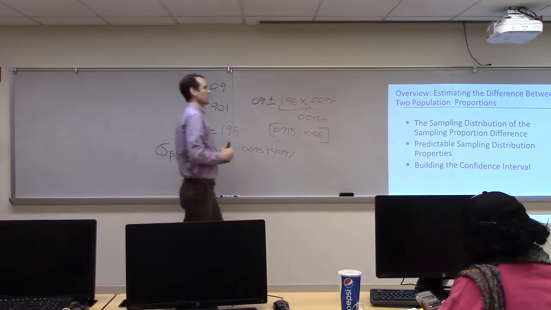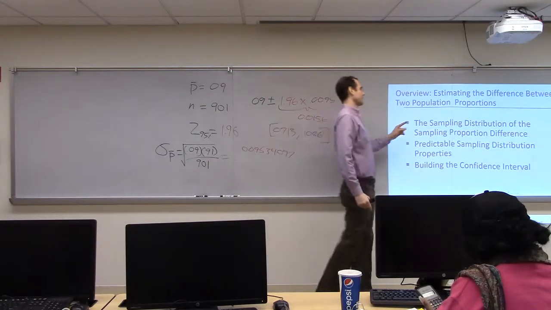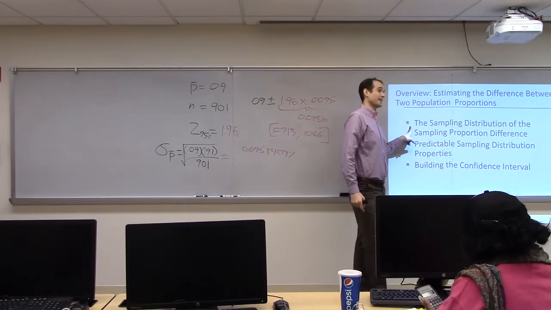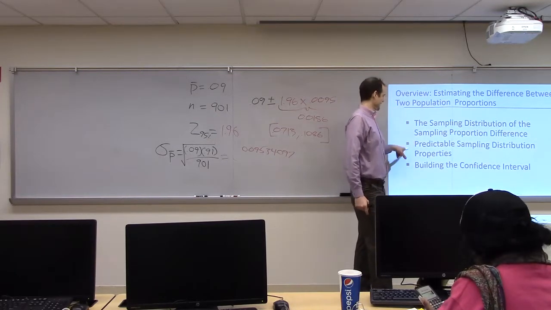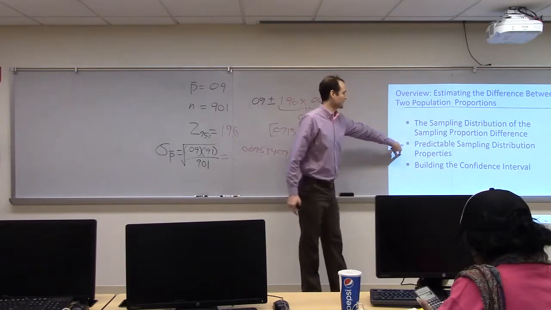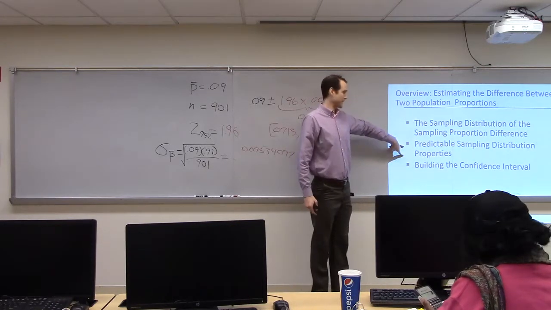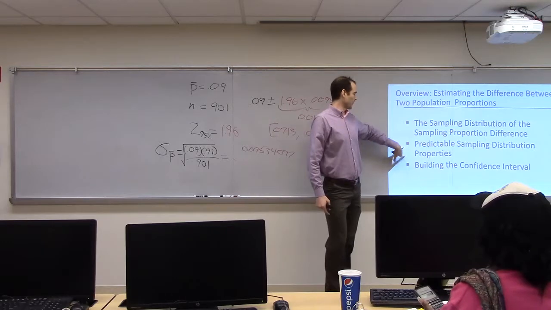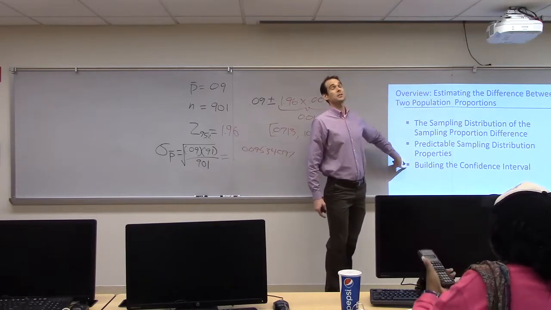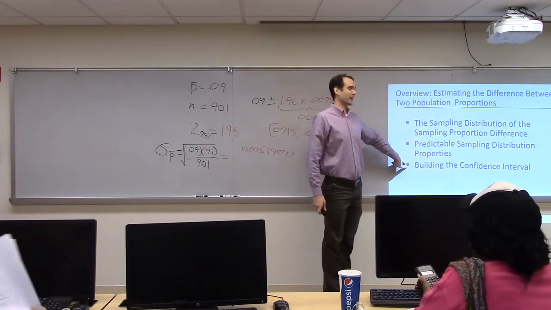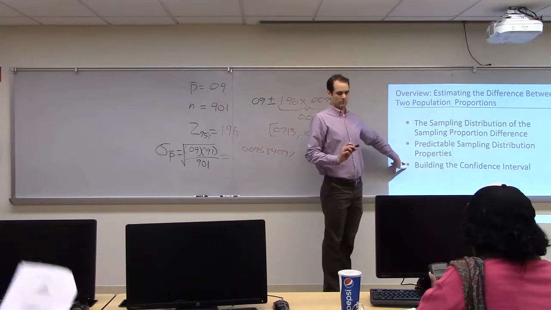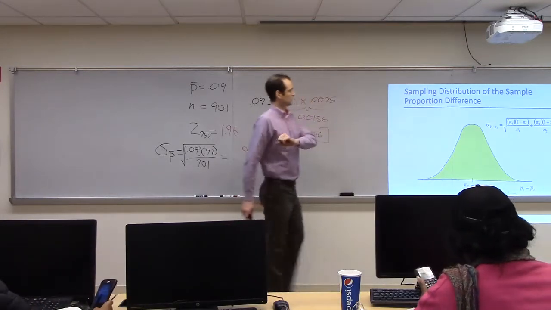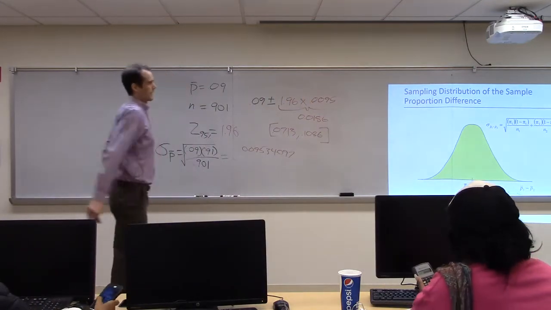So we will answer those questions with something called the sampling distribution of the sample proportion difference. That has predictable sampling distribution properties, and we will use those predictable properties to build a confidence interval. What do we got going on here?